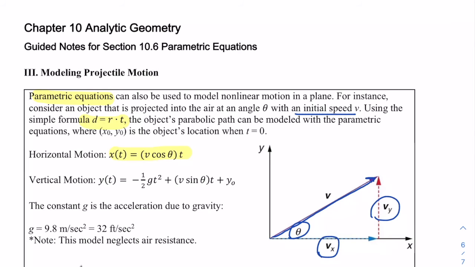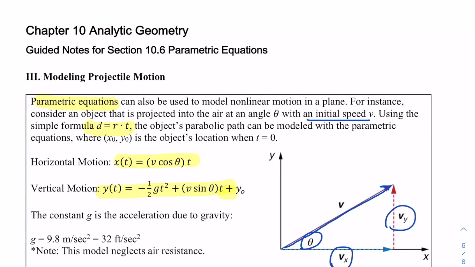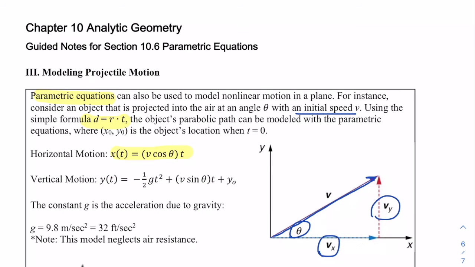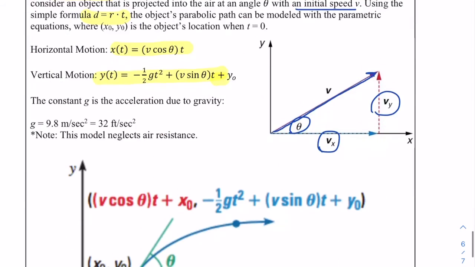Whereas for the vertical motion, we'll have to take the acceleration of gravity into account. So we're going to have negative 1/2 times the gravity constant times t squared plus v times sine of theta times t plus the initial height.